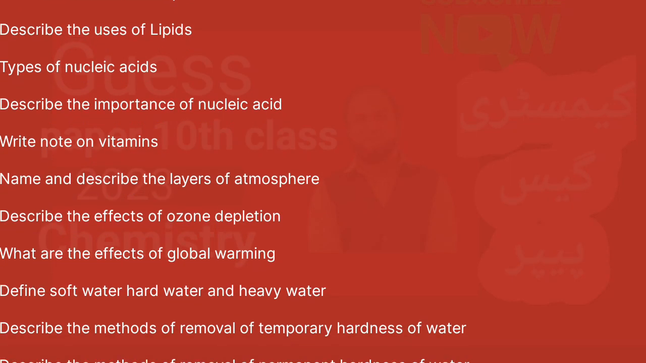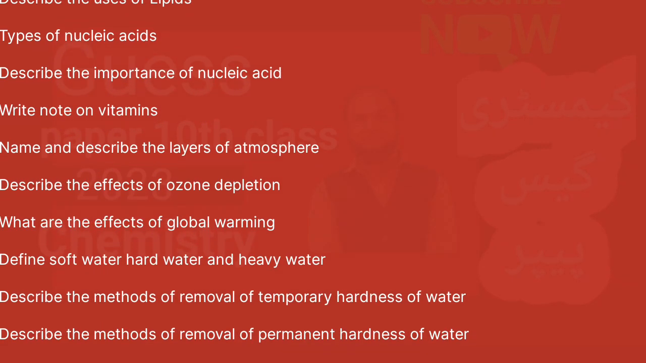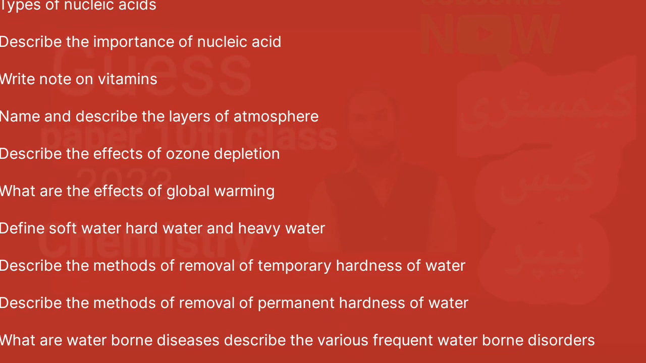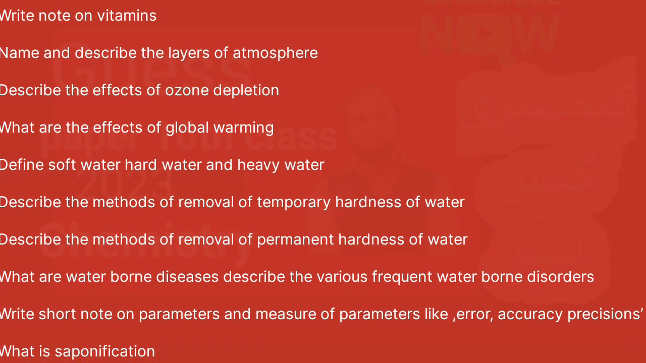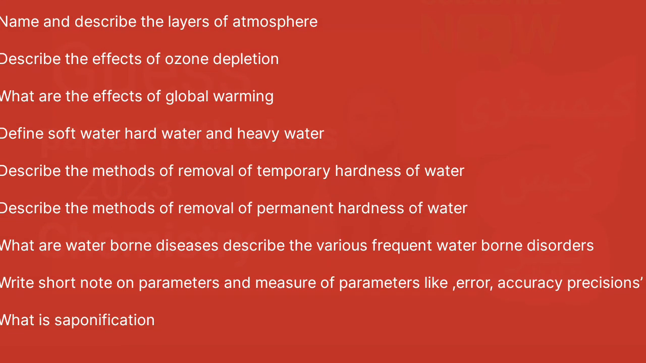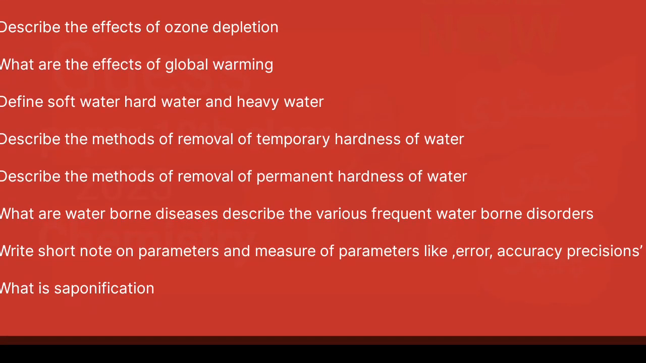Describe the effects of ozone depletion. What are the effects of global warming? Define soft water, hard water and heavy water. Describe the methods of removal of temporary hardness and permanent hardness of water.